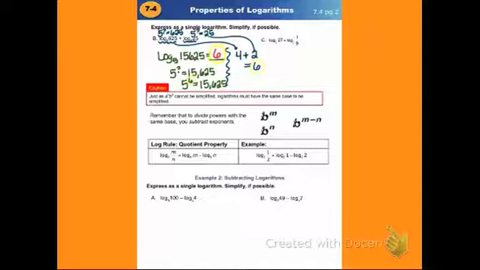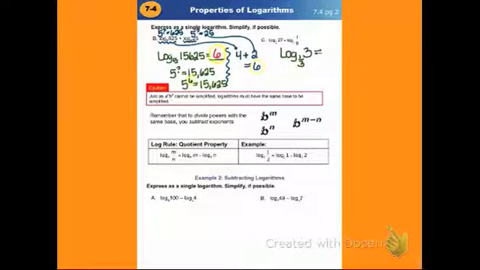Okay, so how about example C? So this time it's the log base 1/3 of 27 plus the log base 1/3 of 1/9. Well, let's say I put these together as a single logarithm, so I'm going to multiply the results. So I could rewrite this as the log base 1/3 of the product of 27 and 1/9. If I multiply 27 and 1/9, I get 3.